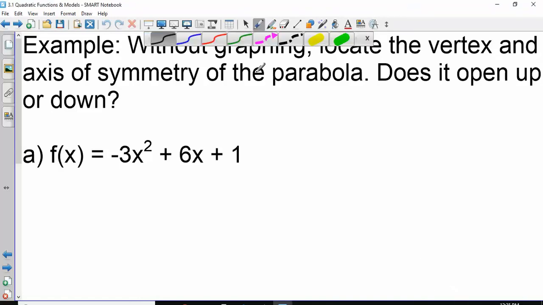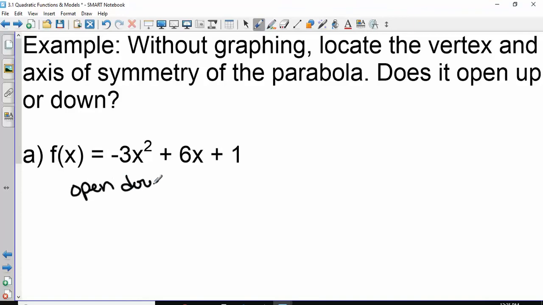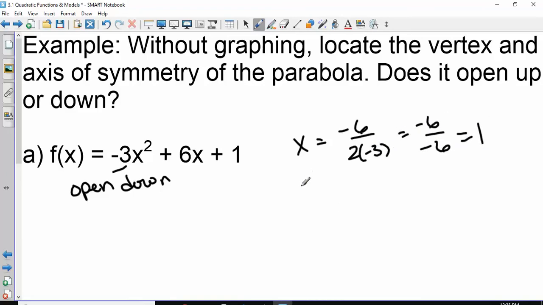So A would open up or down? Down, because of the negative. For the vertex, you do the opposite of B over 2A. You get negative 6 over negative 6, which is 1. Then you get your y, so you plug that in. And that gives you negative 3 plus 6 plus 1, which is 4.